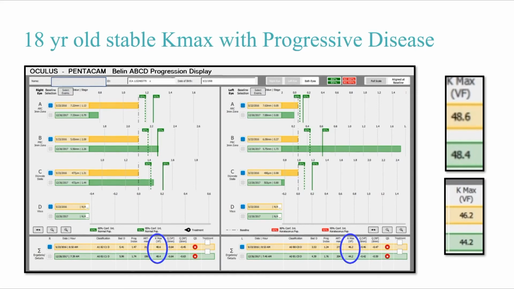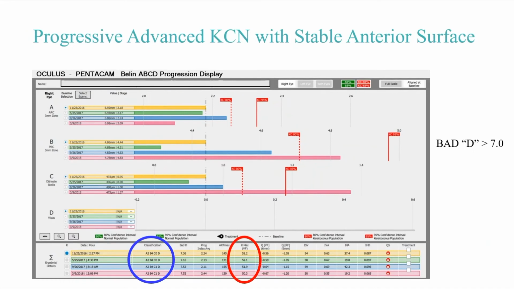Now, it's not just early disease. This is an example of a patient with moderately advanced disease. The final bad D in this patient started off at 7. But absolutely stable Kmax. But again, look what's happening. By the third exam here, progressive change. By the fourth exam here, and this is the keratoconic population, past the 80%, and on corneal thinning, past the 95%. So one parameter past 80, another parameter past 95, in spite of the fact that we have a stable anterior surface.